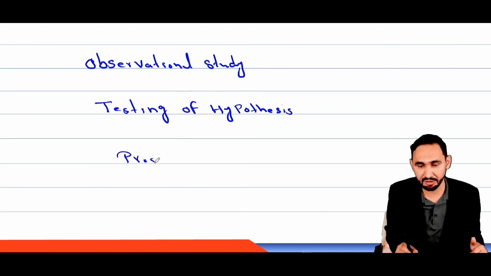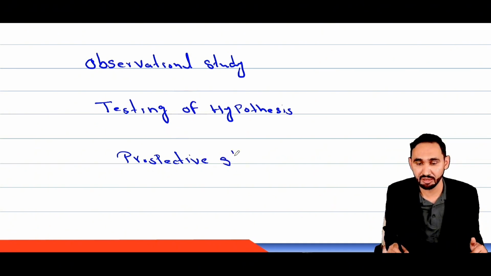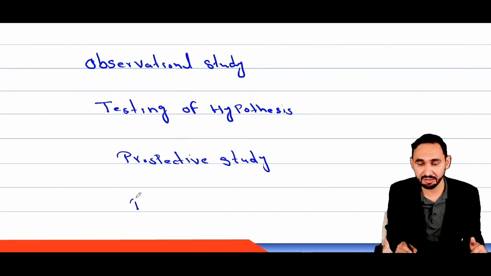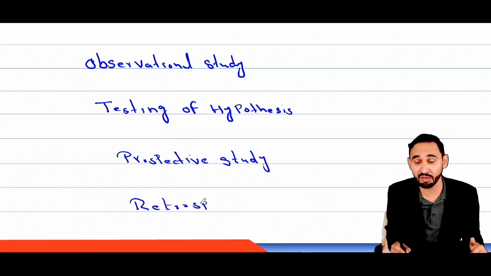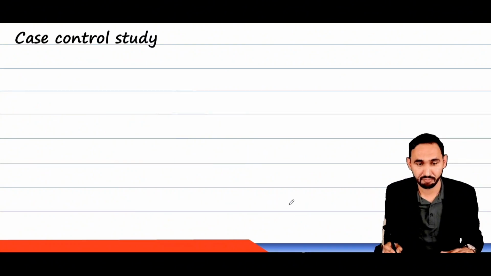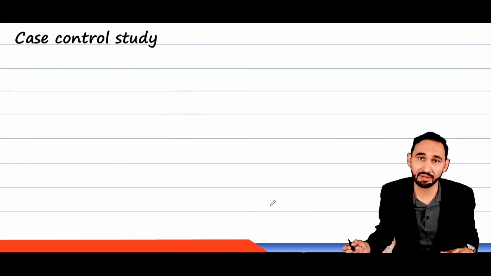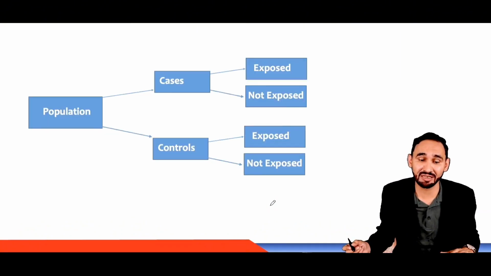What are prospective studies? Prospective studies, or forward studies, are those in which we move from present to future. And retrospective studies are backward studies. In retrospective studies, we move from present to past. There are two main types of analytical studies, case control study and cohort studies.